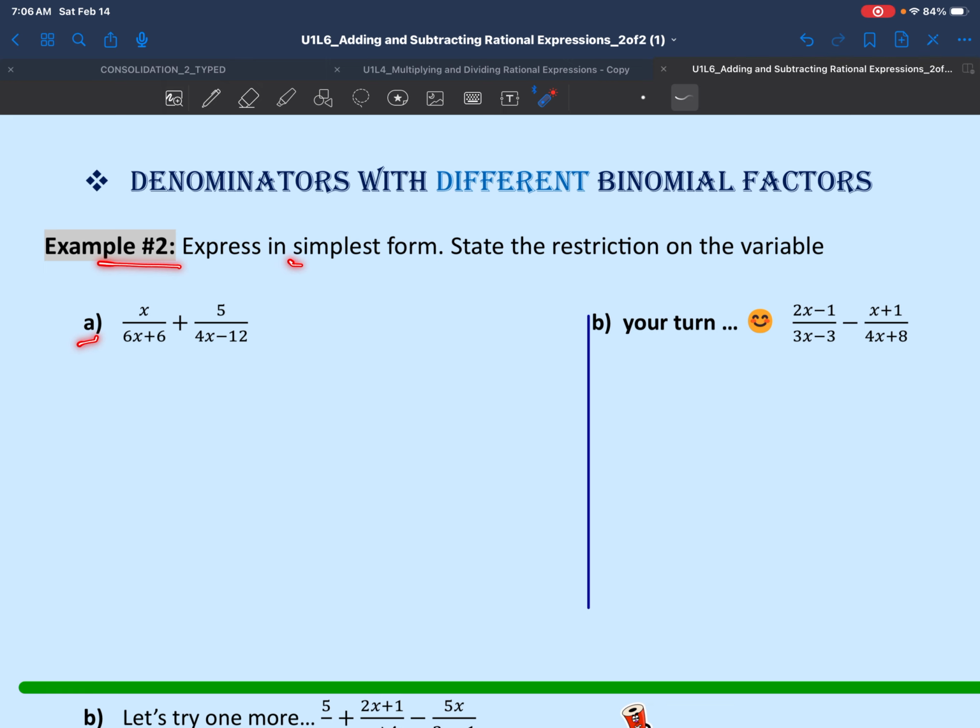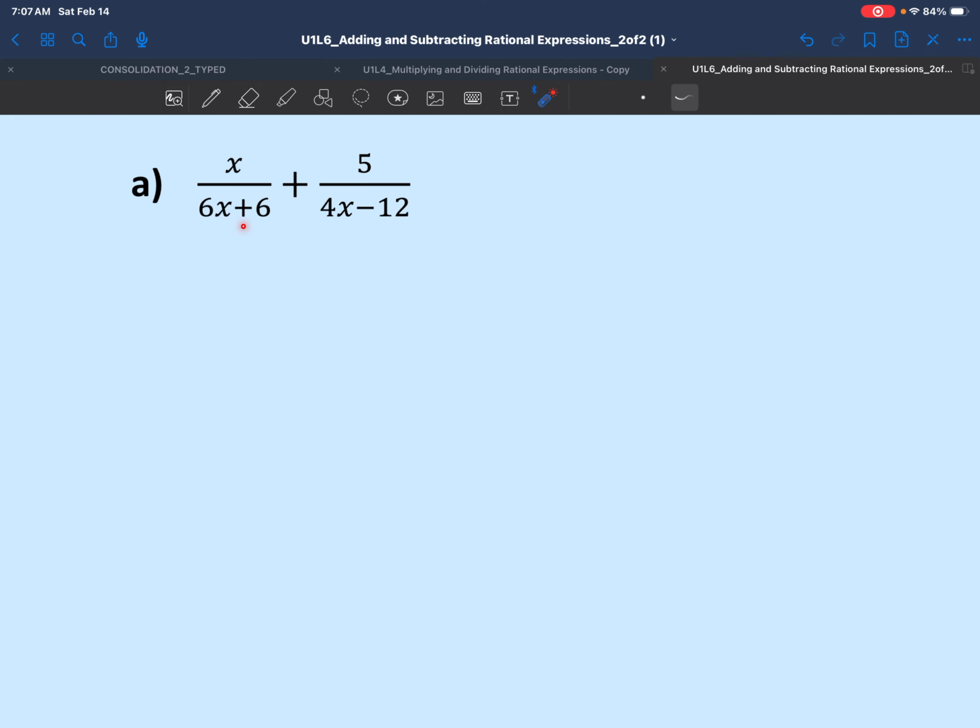So in the first example here, we have x over 6x plus 6 plus 5 over 4x minus 12. So we have addition of two rational expressions, and as you can see, their denominators are different. Just like with numbers, in order to add fractions or rational expressions in this case, we need the denominators to be the same. So since they're not the same, we'll make the denominators equal to the lowest common denominator. And for this, we'll start off by factoring each denominator.